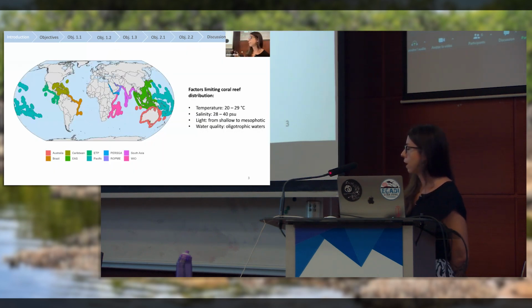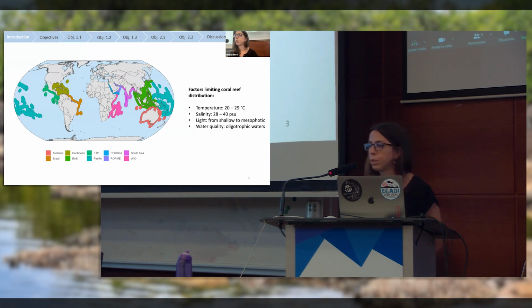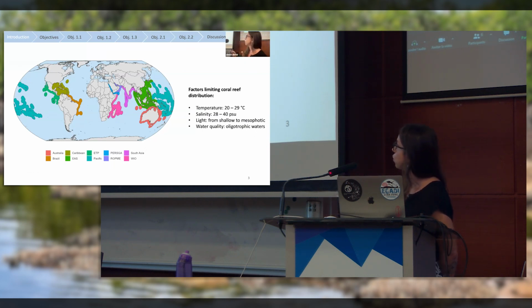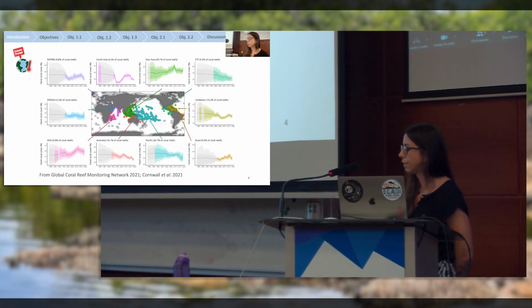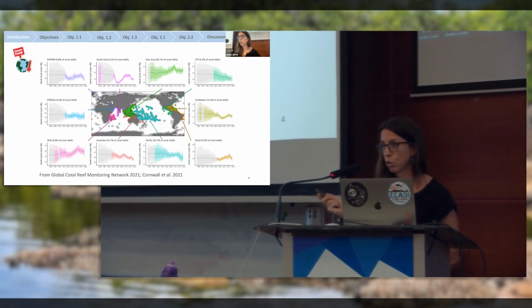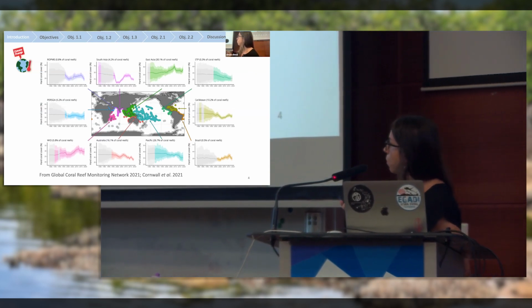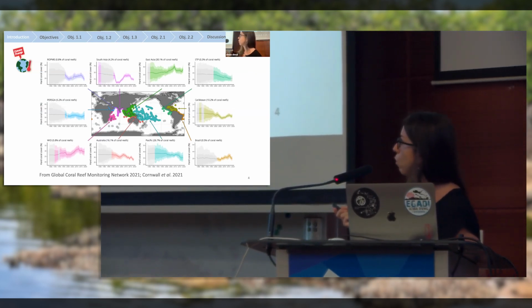There are 10 different ecoregions worldwide where we can find coral reefs, and coral reefs are normally distributed between the Tropic of Cancer and the Tropic of Capricorn. That's because their distribution is connected to specific environmental conditions, such as temperature, salinity, and in general, water quality. Unfortunately, corals are under threat, and that's because of climate change.